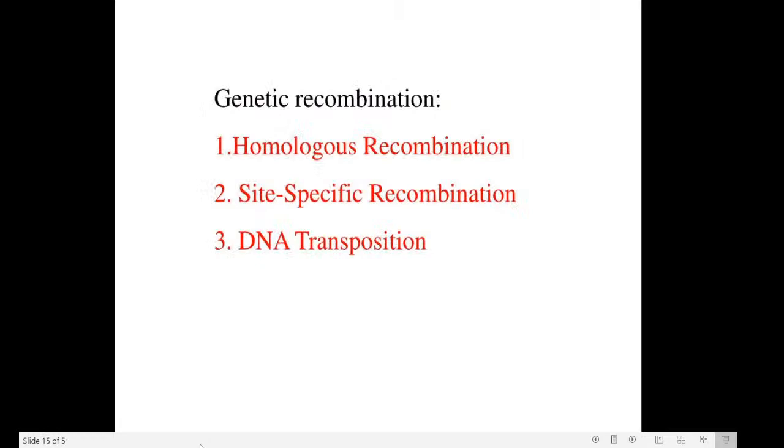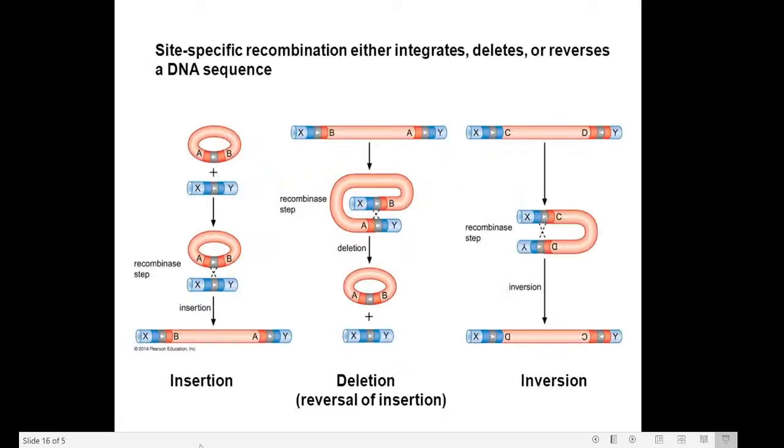This is a normal kind of recombination, homologous recombination. As I said, in homologous recombination two different nucleotide sequences are incorporated at specific regions. Another one is site specific recombination, then DNA transposition. Site specific recombination has three types: insertion, deletion and inversion.